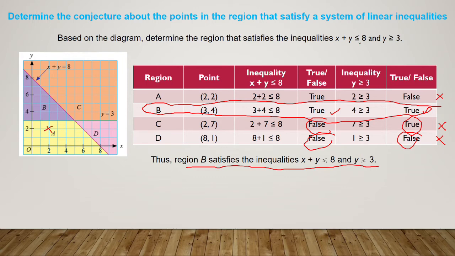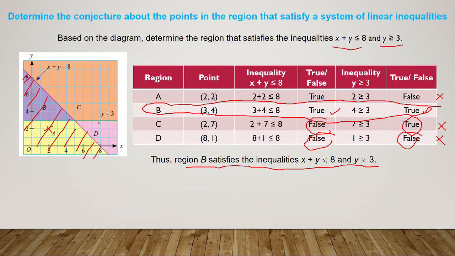If you look at the inequality x plus y is less than or equal to 8 on the graph, we can see the region that is covered up by the graph is the region below here. And then for the second inequality, y is greater than or equal to 3. So y is greater than or equal to 3.